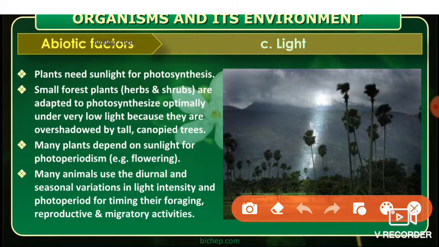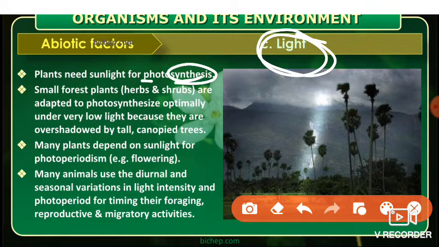For plants, it is for photosynthesis. Photo means light. Synthesis means production of food with the help of light, and that mainly takes place with the help of light only. Plants and humans, everyone needs light. Plants utilize light for photosynthesis to produce the glucose molecule. For that purpose we need light.